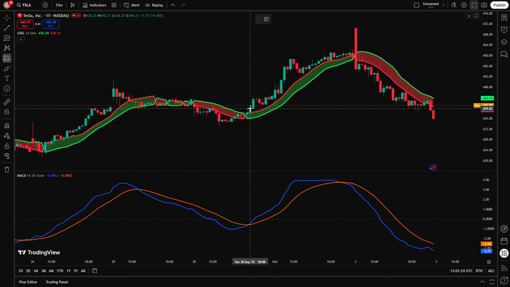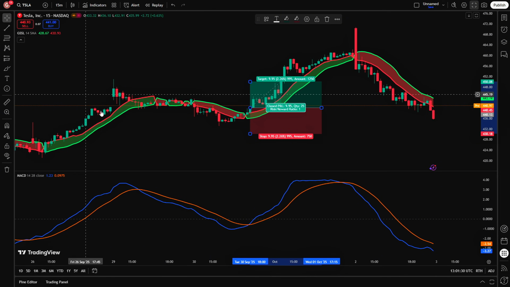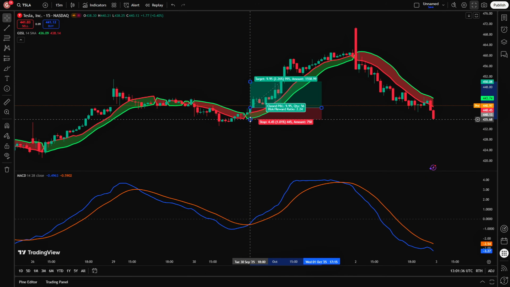Entry. Place a buy order right at the close of the bullish candle once everything aligns. Stop loss. Position it just below the low MA line. This protects the trade while still giving it some breathing room. Take profit. Stick with a 1 to 1.5 risk-to-reward ratio.